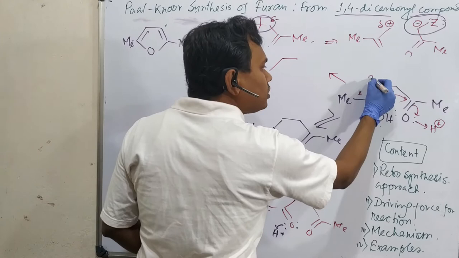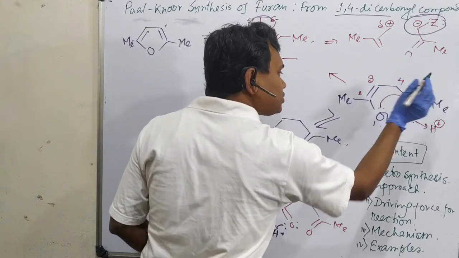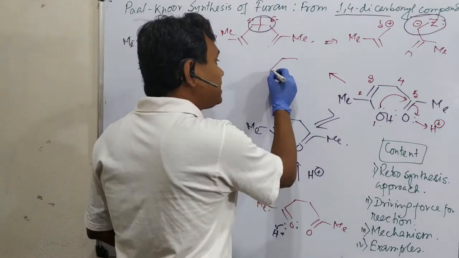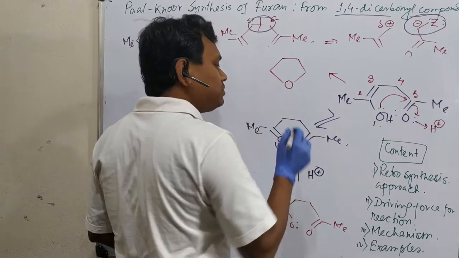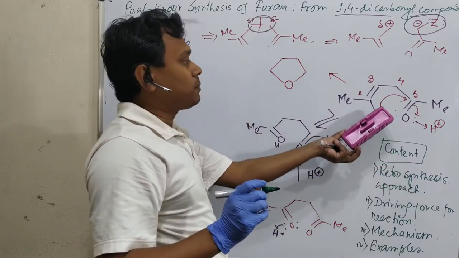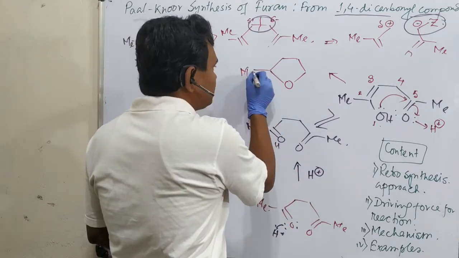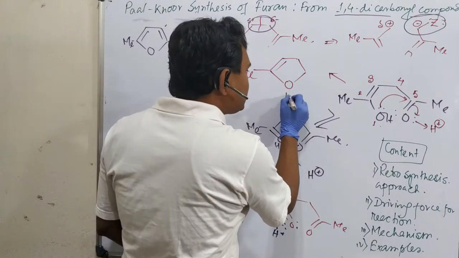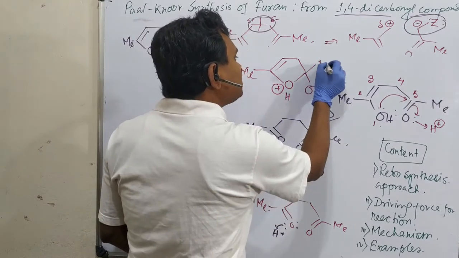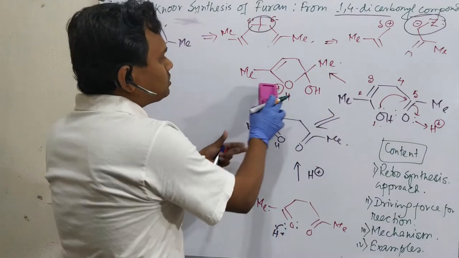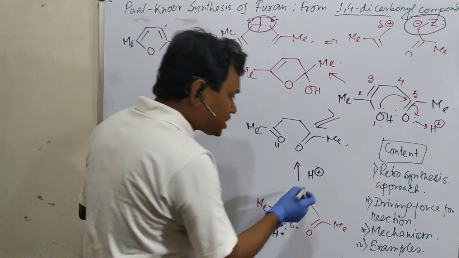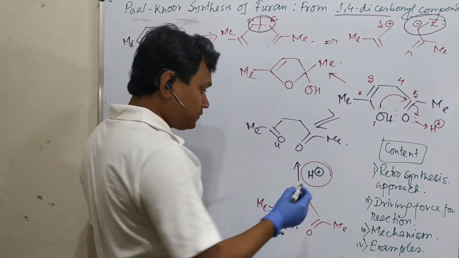1, 2, 3, 4, 5. I suggest you please practice this ring formation properly. Then you can write it in the exam hall very efficiently. Otherwise, in the majority of cases, students know this thing but end up making mistakes because of lack of practice. So this is OH plus, this is OH, this is methyl. Now see, this step is prone to eliminate this proton, becoming O. And the reaction medium is acidic, like phosphoric acid if you say.